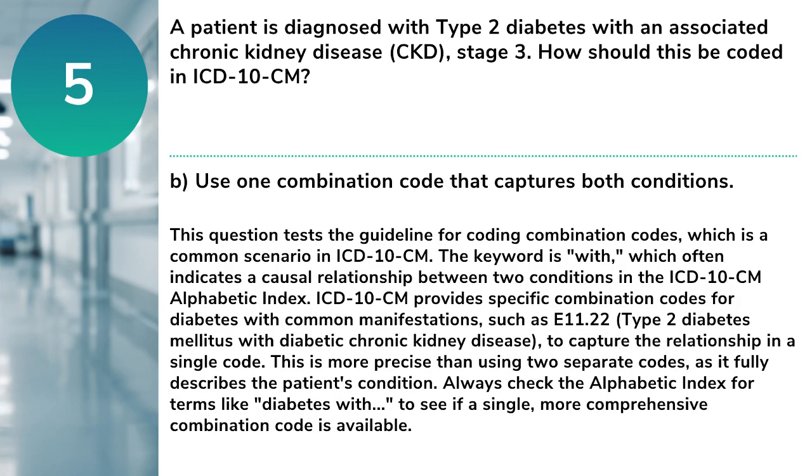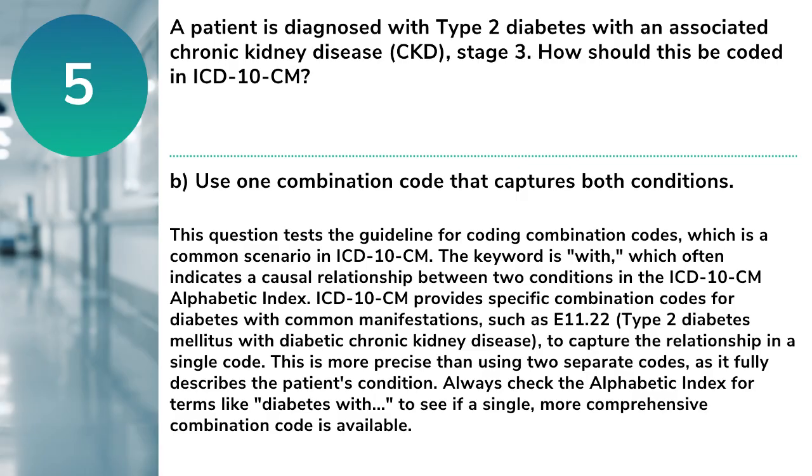Answer B. Use one combination code that captures both conditions. This question tests the guideline for coding combination codes, which is a common scenario in ICD-10-CM. The keyword is "with," which often indicates a causal relationship between two conditions in the ICD-10-CM alphabetic index.